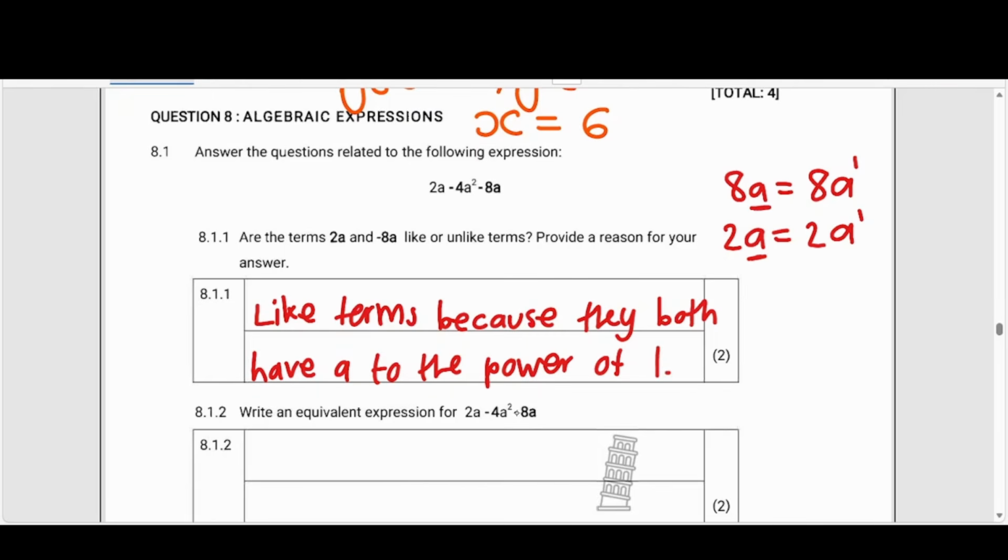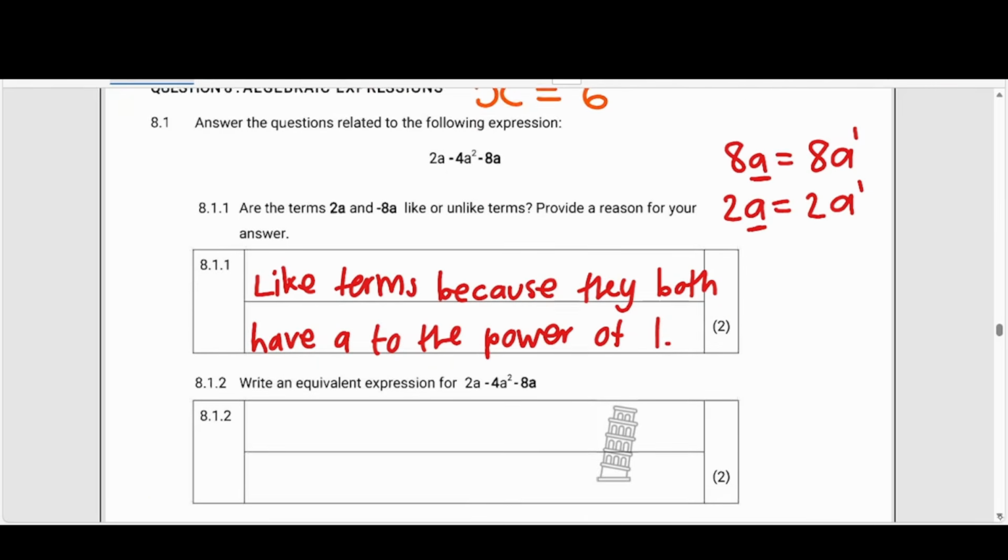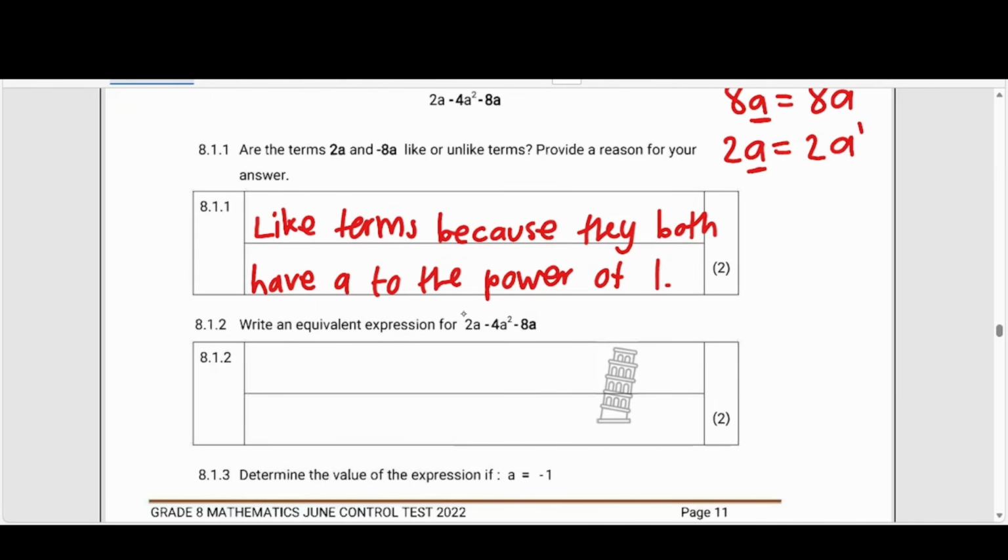Write an equivalent expression for this. An equivalent expression would be, we could simplify it a bit and say 2a take away 8a. So 2 take away 8 is negative 6a. And then we can't do anything with that squared term, minus 4a squared. This is an equivalent expression, it's just simplified.